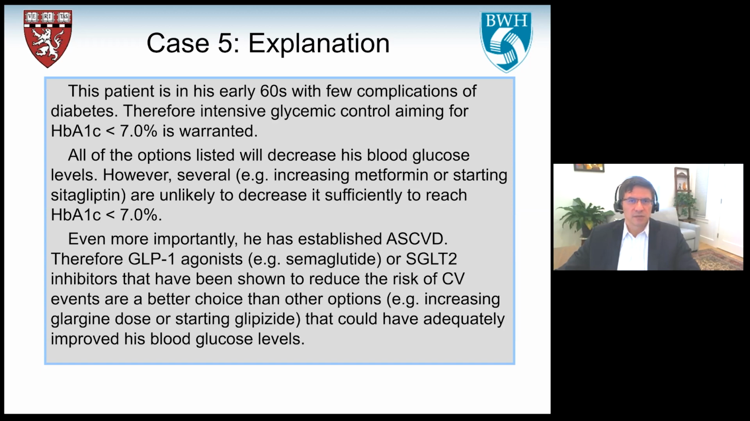All of the options listed will decrease his blood glucose levels. However, several, such as increasing the metformin or starting sitagliptin, are unlikely to decrease sufficiently to reach a hemoglobin A1C less than 7%. Even more importantly, he has established atherosclerotic cardiovascular disease. Therefore, a GLP-1 agonist like semaglutide or an SGLT2 inhibitor that have been shown to reduce the risk of cardiovascular events are a better choice than other options such as increasing the glargine dose or starting glipizide that could adequately have improved his glucose levels.